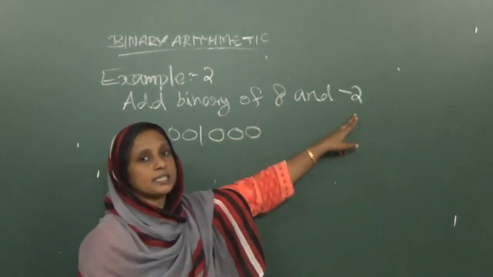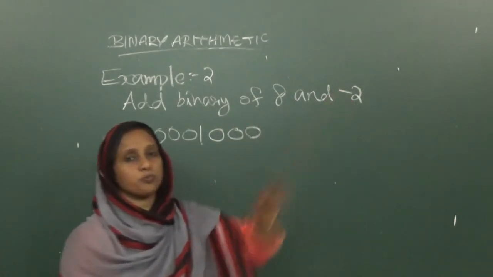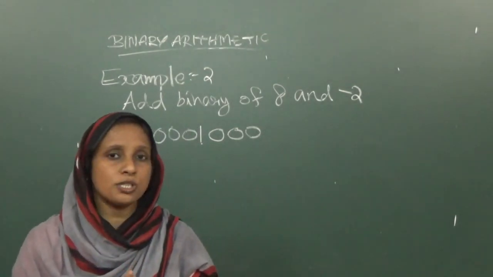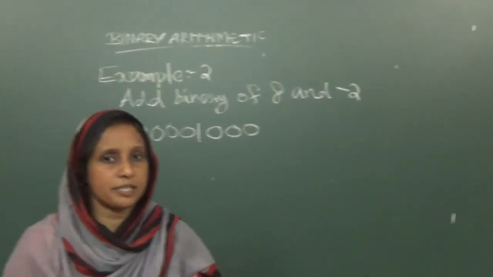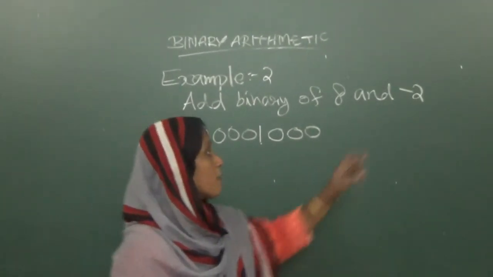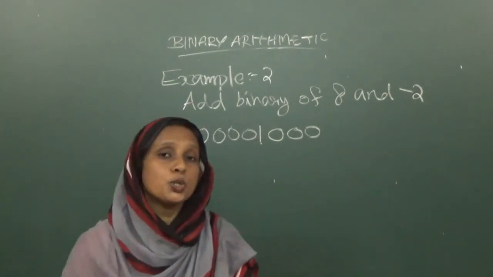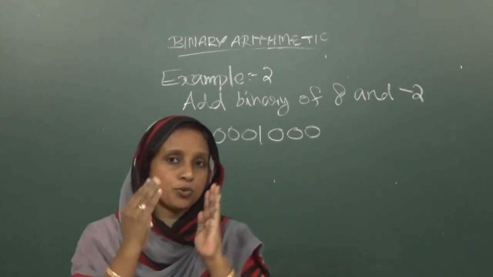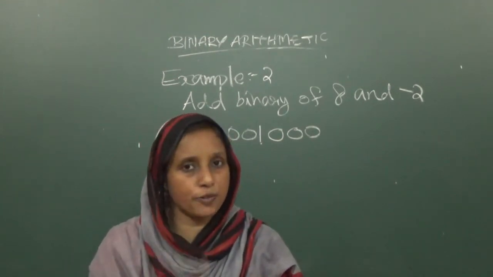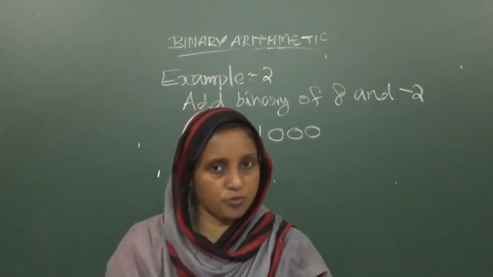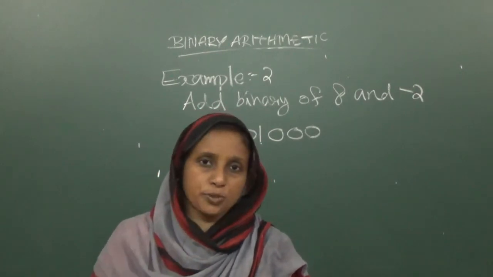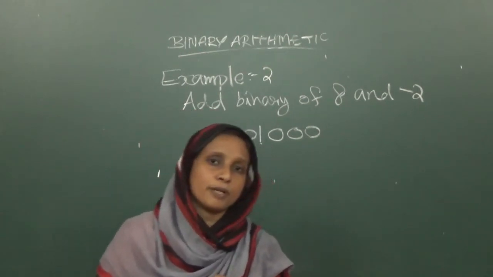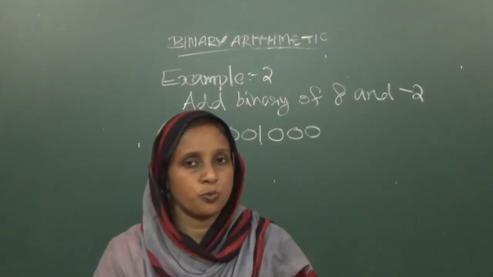Now we want to write its minus 2. How to write minus 2? Already we assume that we use 2's complement representation. So we have to represent minus 2 in 2's complement representation. So what we want to do? We have to write binary of 2, positive 2 first. Then we have to take its 1's complement. Then add 1 to it. Then you will get its 2's complement form. This 2's complement is called minus 2.